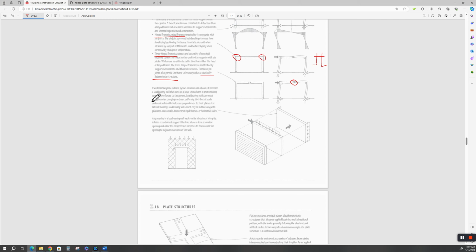Okay, so a load-bearing wall that acts as a long, thin column is nothing more than these frames up here with a solid membrane in there, a solid diaphragm. So basically what you've done is you built your structural integrity in here, in between the two columns. So this whole wall acts as a frame.